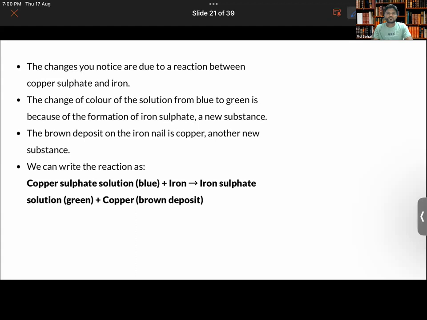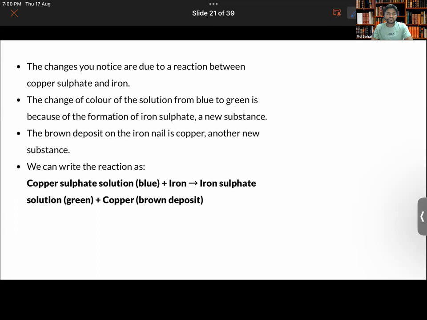The reaction is brown to solid. A brownish deposit can be seen over the iron blade. That is a change we are seeing. Apart from that, the green color of the solution, why has it changed?